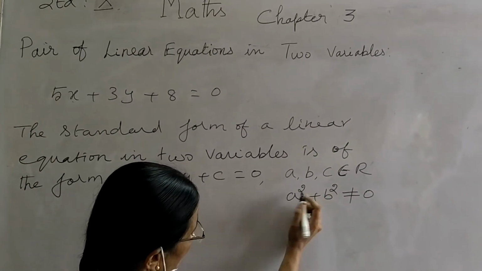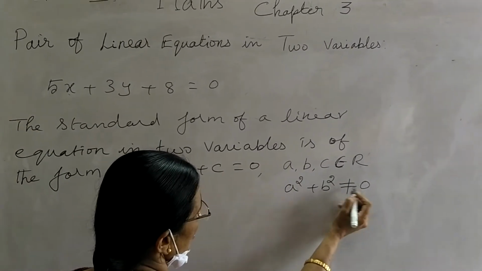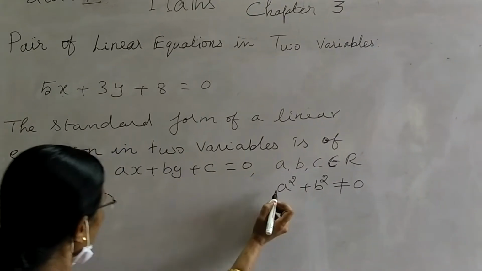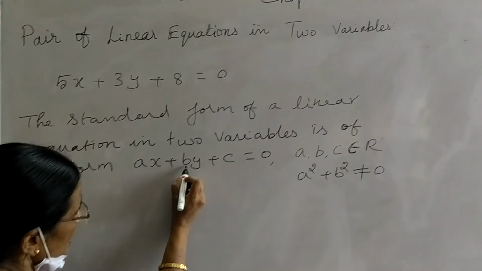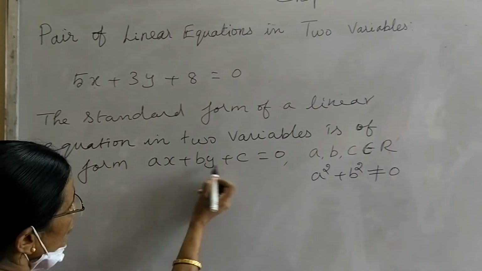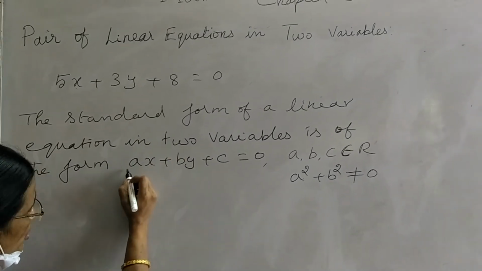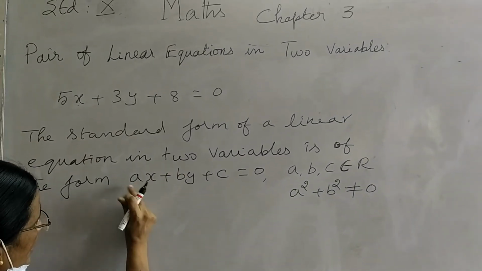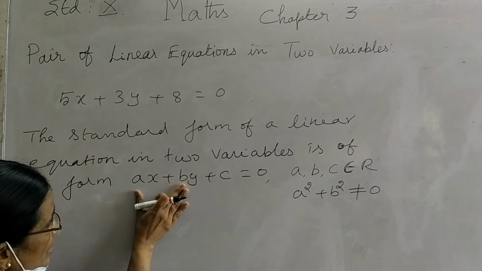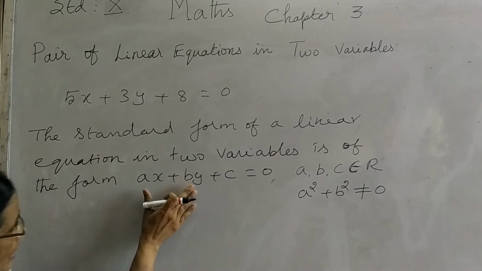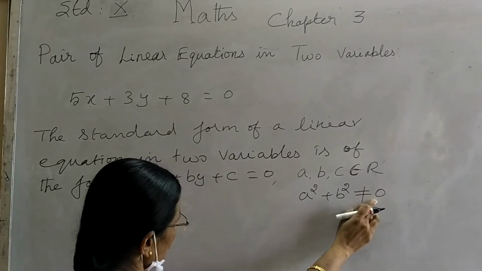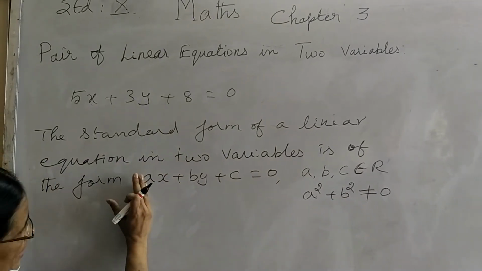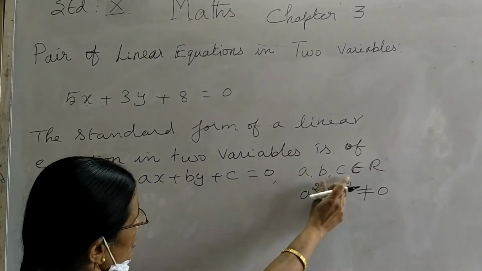Let us understand the meaning of a square plus b square not equal to 0. That means if a is equal to 0, then b should not be 0, or if b is equal to 0, a should not be 0. That means a and b should not be 0 simultaneously. So when we remember the standard form, we should remember the condition also.